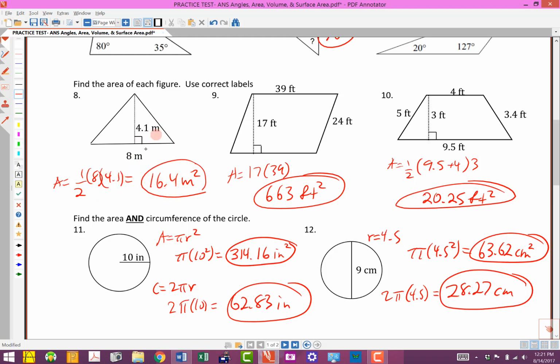And again, because this is meters times meters, this is going to be meters squared. Whenever we measure area, it's always in square units. So if it's meters, it's going to be meters squared. In this particular one right here on number 9, it's feet. So this is going to be feet squared or square feet.